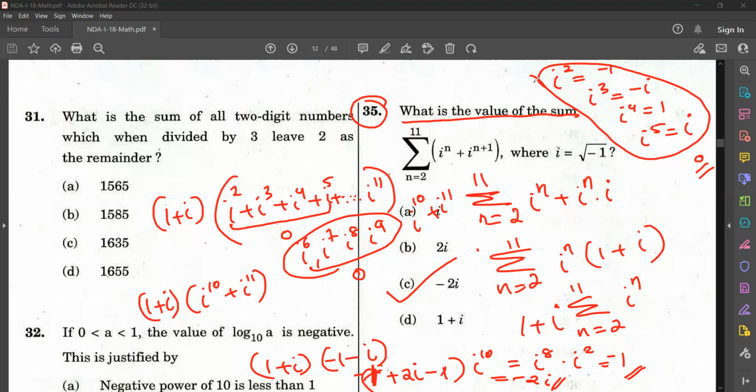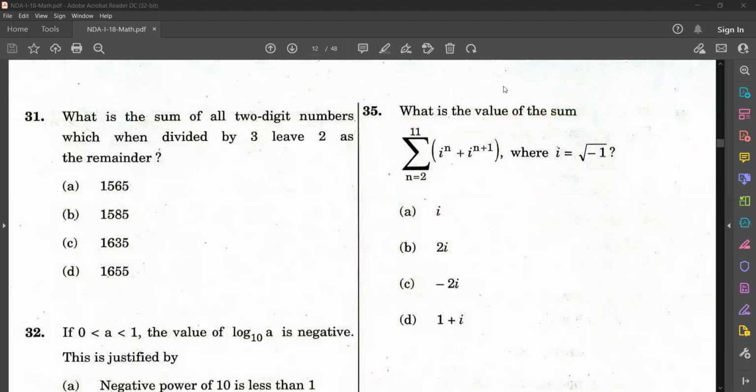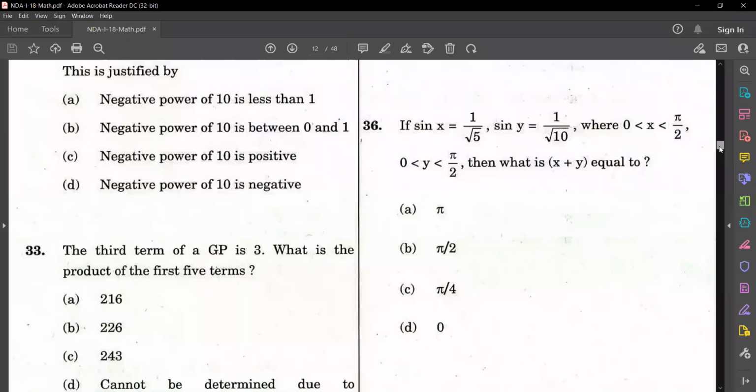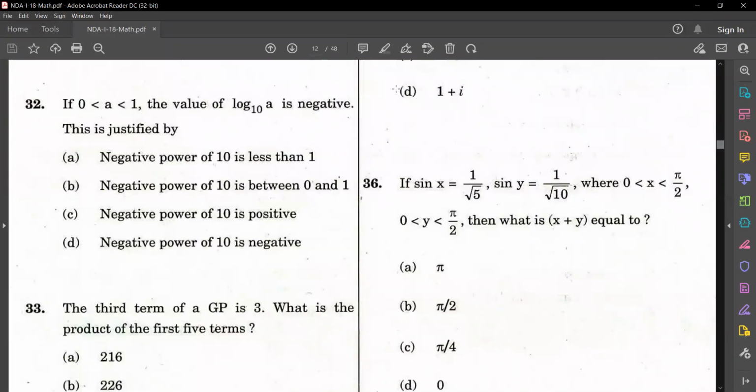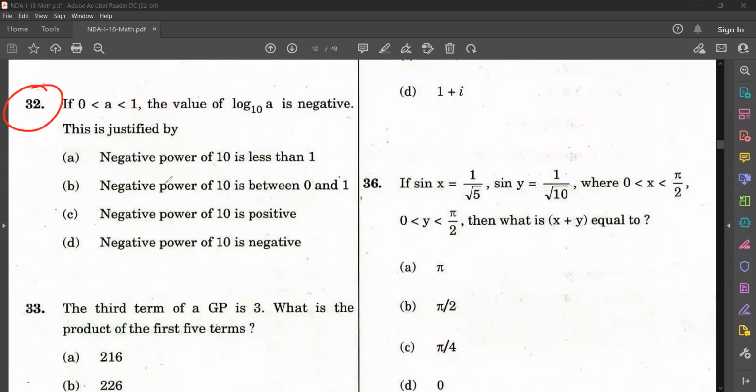Okay, so moving on to the next question. Question number 32. If 0 less than a less than 1, the value of log to the base 10 of a is negative. This is justified if 0 less than a less than 1.